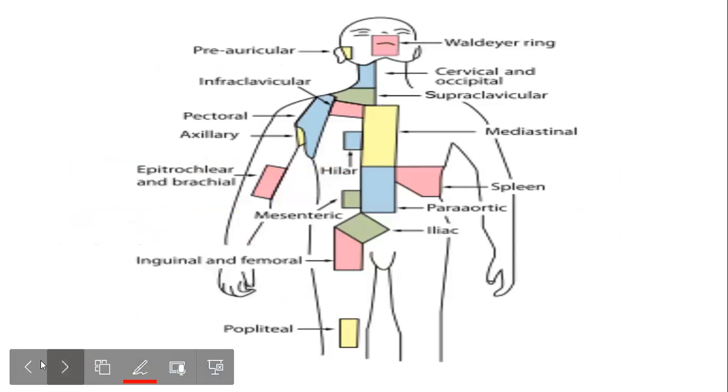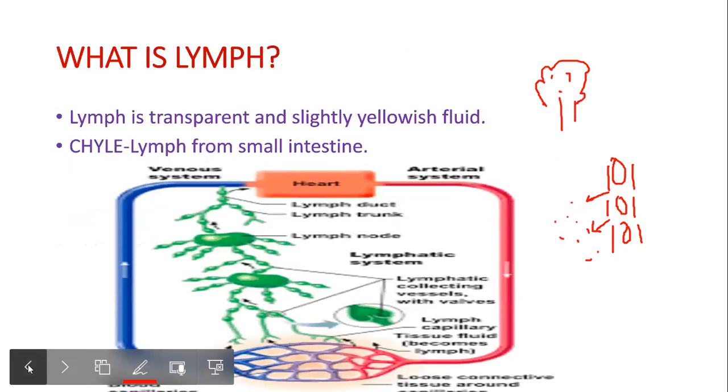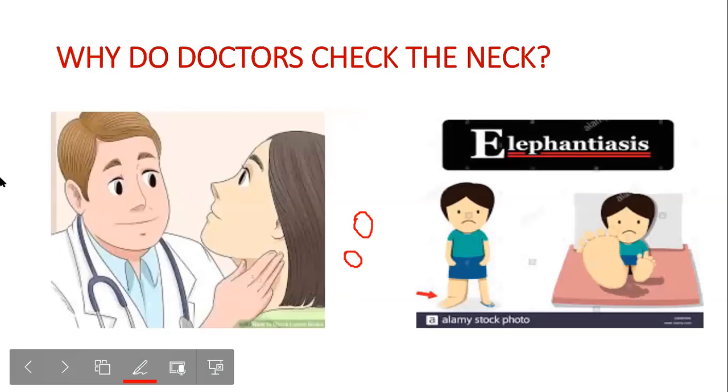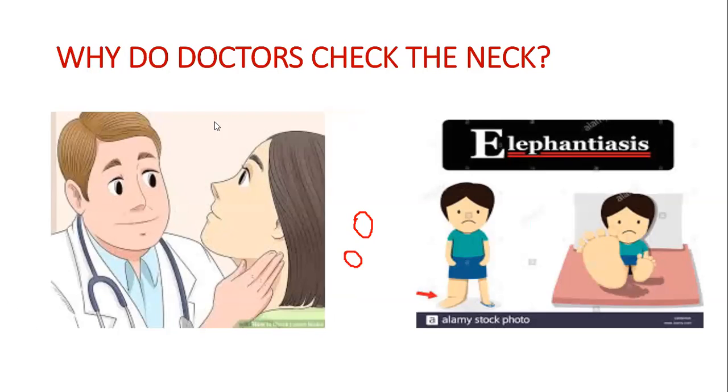So I guess you guys understood why the doctor is checking the lymph nodes here. You got an overview about how the lymph travels back to the system and what the functions of the lymph are. So in my next presentation, I will be talking in depth about the structure and what T lymphocytes are, what B lymphocytes are, and what their functions are.